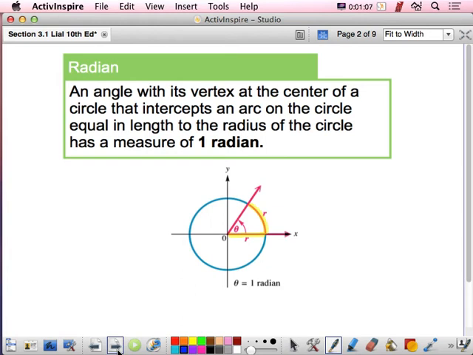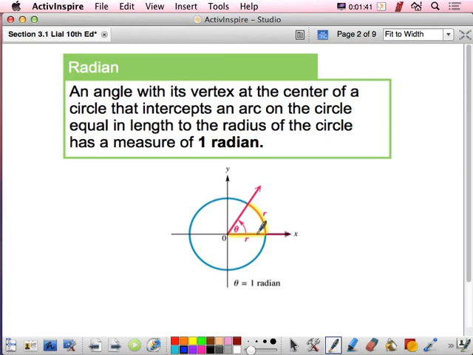So here's what it is. If we take the center point of the circle, and we measure an angle that has the equal arc length along the circumference as the radius of the circle, that angle has a measure of 1 radian. That's what a radian is. It is the measure of the angle that is formed when we set it up so that it has the same radius and arc length of the circle.